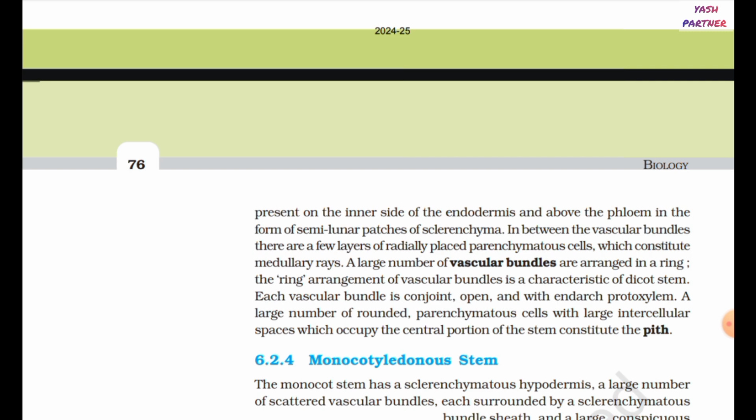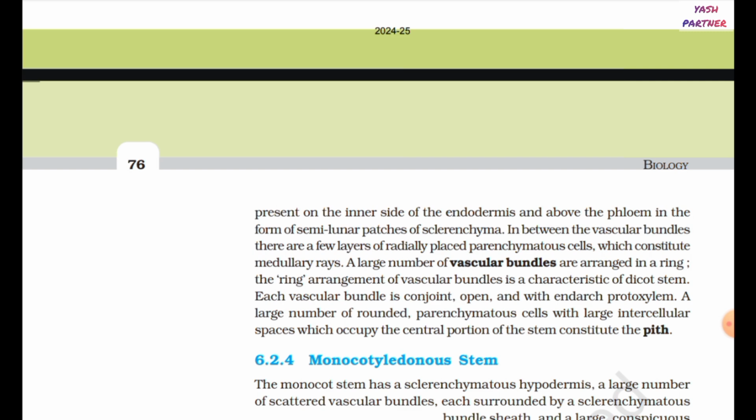Pericycle is present on the inner side of the endodermis and above the phloem in the form of semi-lunar patches of sclerenchyma. In between the vascular bundles, there are a few layers of radially placed parenchymatous cells which constitute medullary rays. A large number of vascular bundles are arranged in a ring. The ring arrangement of vascular bundles is a characteristic of dicot stem. Each vascular bundle is conjoint, open and with endarch, dark protoxylem.